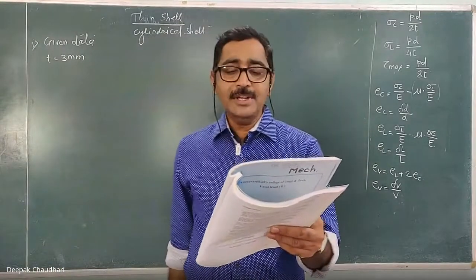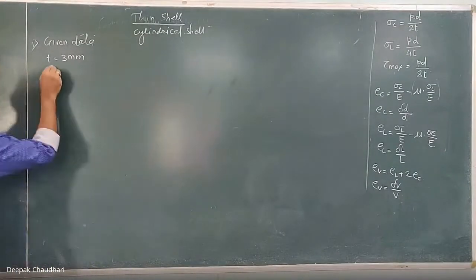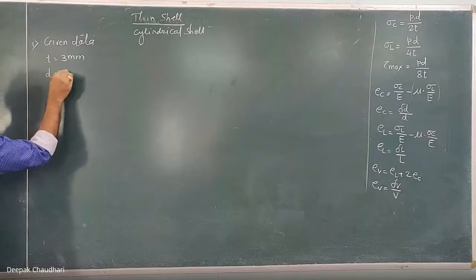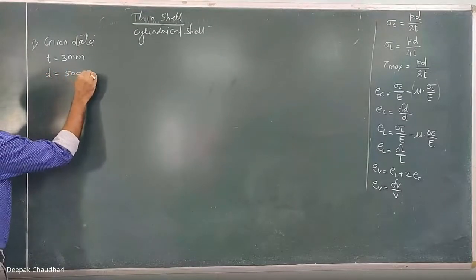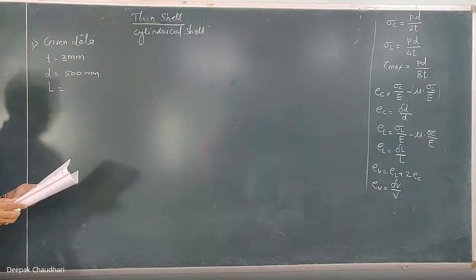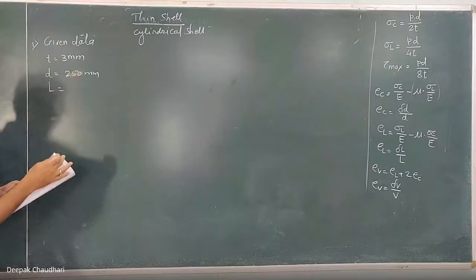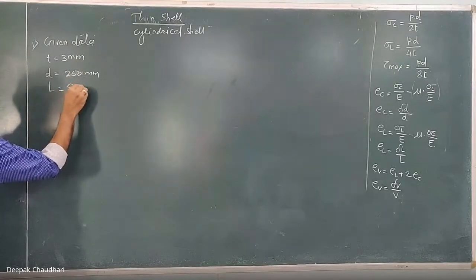The internal diameter and the length of the vessel are 25 centimeter and 50 centimeter. Internal diameter is, sorry, 25 centimeter, which means 250 millimeter, and length is 50 centimeter, which means 500 millimeter.